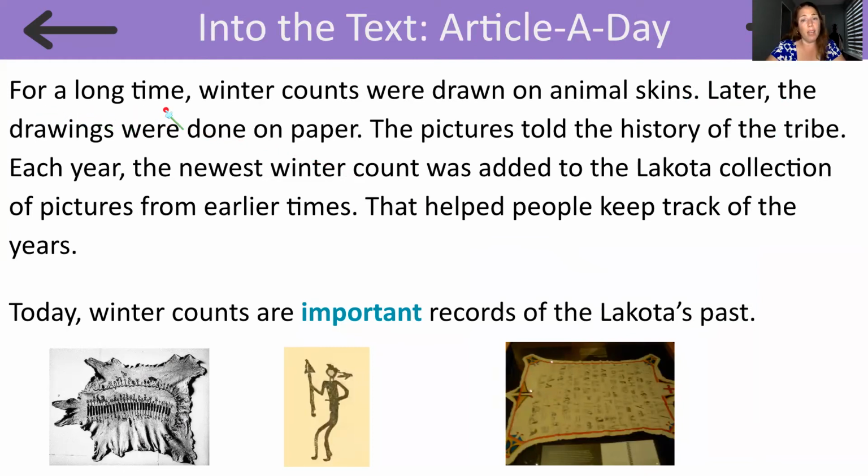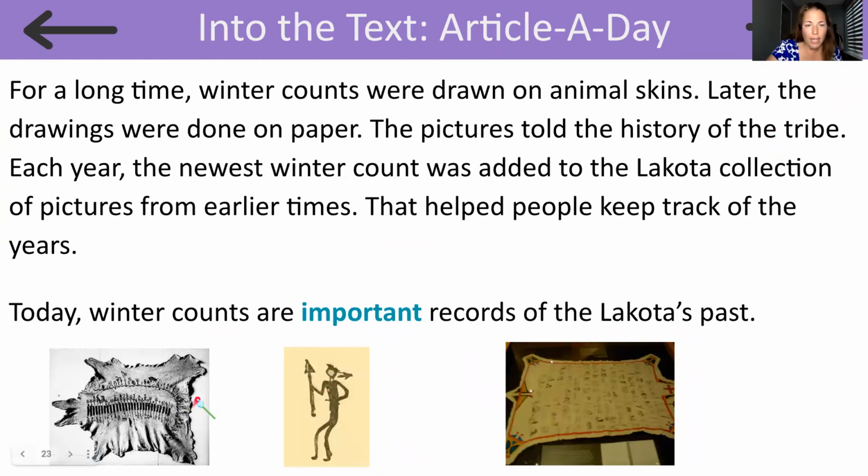For a long time, winter counts were drawn on animal skins. Later, the drawings were done on paper. The pictures told the history of the tribe. Each year, the newest winter count was added to the Lakota collection of pictures from earlier times. That helped people keep track of the years. Today, winter counts are important records of the Lakota's past.